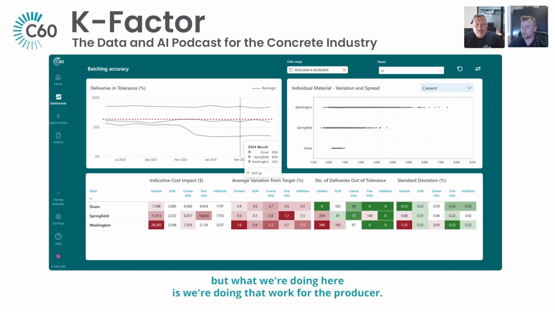But what we're doing here is we're doing that work for the producer. We're showing them their plants, not only in a one day or one month view, but the overall trend of that plant over the course of the last year. And based off of the materials that may be batching in or out of tolerance, those would be your major food groups like cement and cementitious and aggregates, you can actually see which materials are batching out of tolerance, by how much, how many times, and what that is costing a producer over the course of a year in material leakage, which ultimately ends up as profit leakage as well.